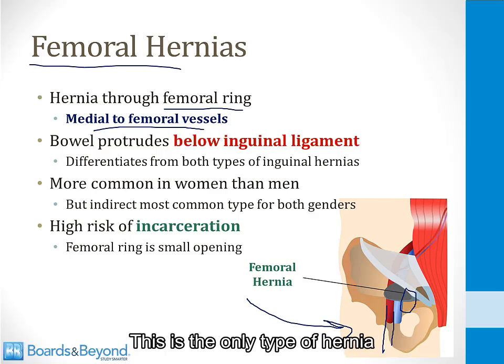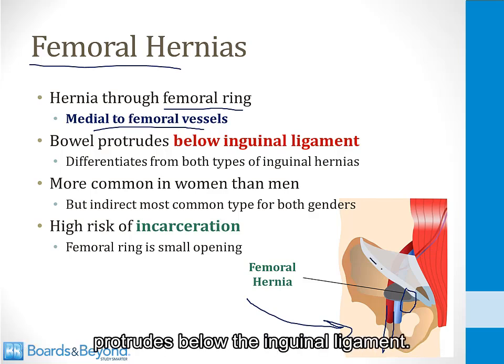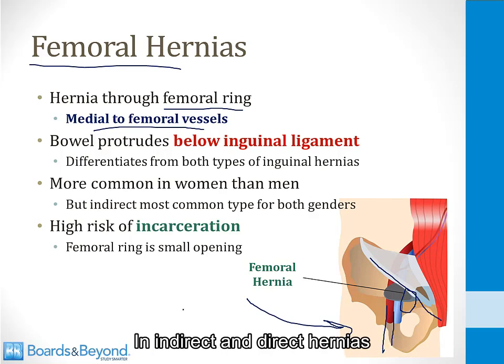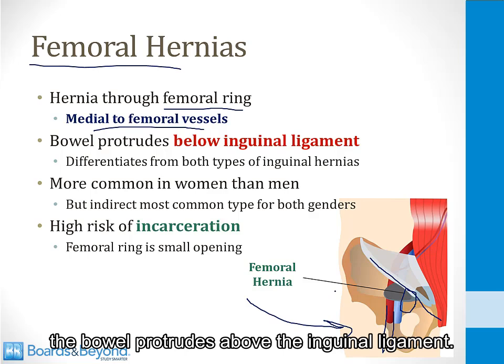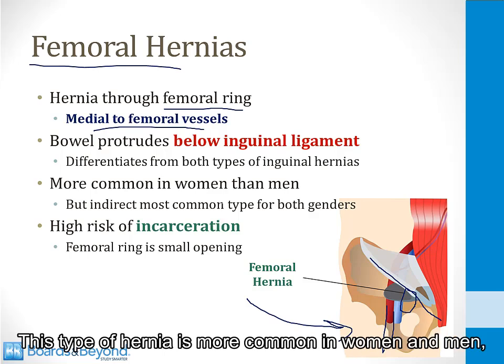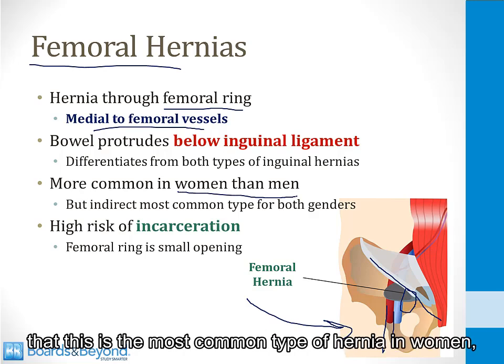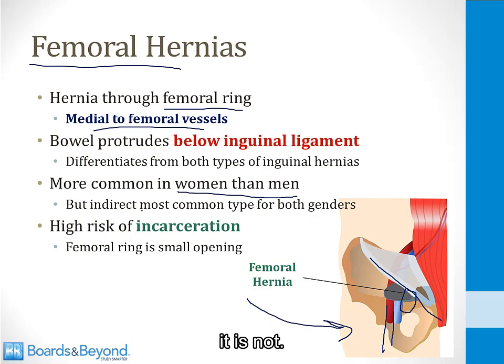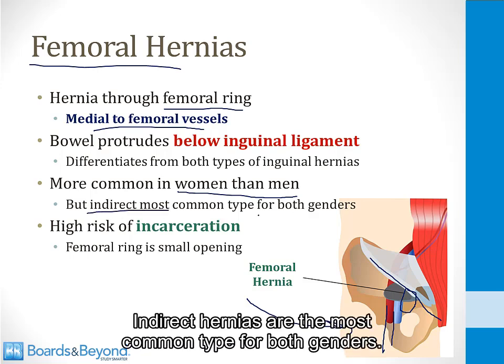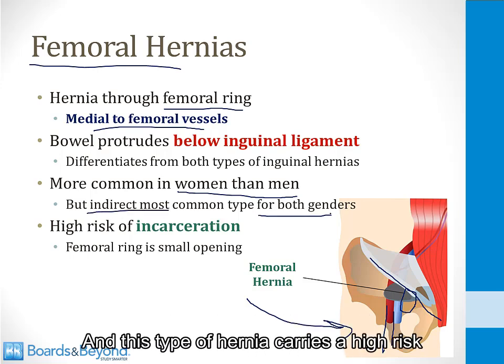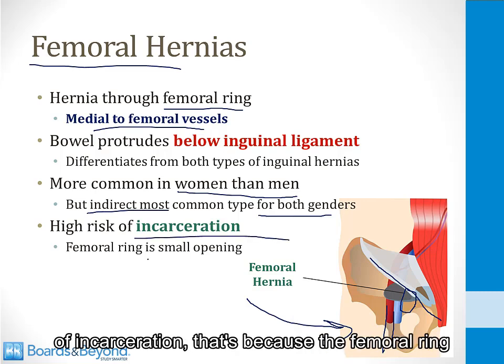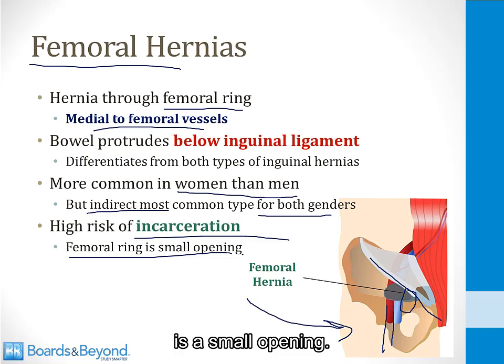This is the only type of hernia where the loop of bowel protrudes below the inguinal ligament. In indirect and direct hernias, the bowel protrudes above the inguinal ligament. This type of hernia is more common in women than men, but don't get fooled and think that this is the most common type of hernia in women. It is not. Indirect hernias are the most common type for both genders, and this type of hernia carries a high risk of incarceration. That's because the femoral ring is a small opening.